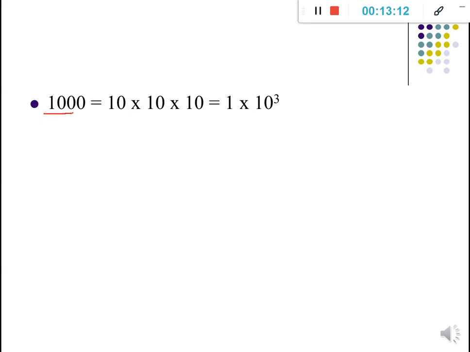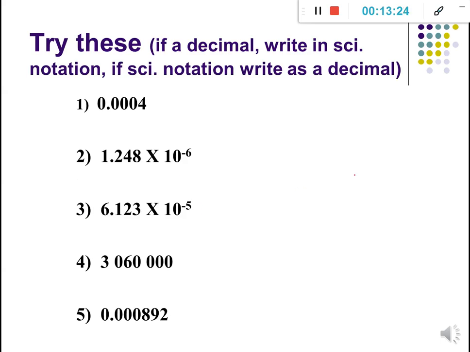Just another example, 1,000 could be written as 1 times 10 to the positive 3. You had 0.001. Again, it's like having one that's been divided by 10 3 times. Alright, you should at this point pause the video and try out these 5 questions, making sure that you can write decimals as scientific notation and scientific notation as decimals, and get the number of significant digits correct.